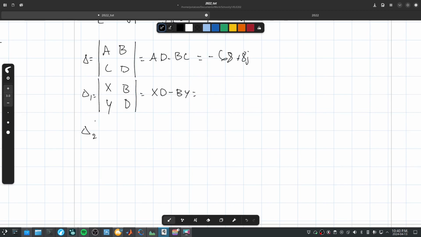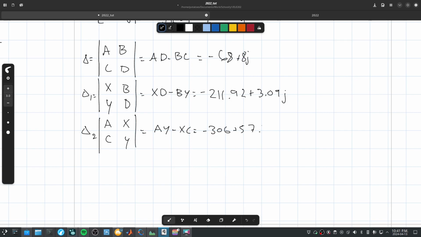And same idea for delta 2. It's going to be AC, where you replace the second column. So that's going to be AY minus XC. Let's put that in our calculator. XD minus BY. That's how quick it is. Negative 201.92 plus 3.09j. And then AY minus XC. There you go, that easy. Negative 306 plus 57.18j.